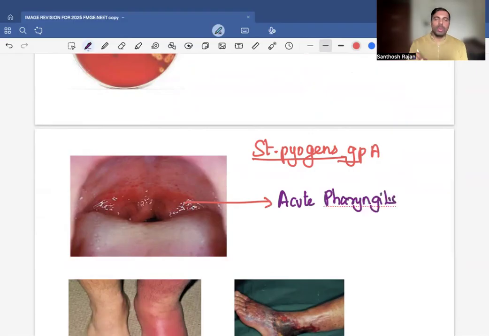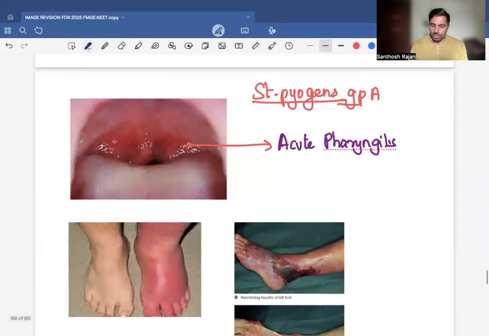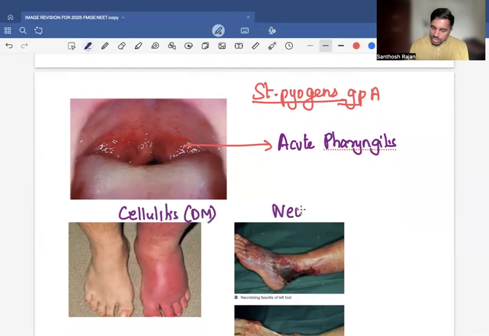Which causes true membrane. We don't see a membrane here, but true membrane causes of tonsillitis, acute pharyngitis, most common cause. This is your cellulitis, most common in diabetic patients, DM patients is very common. This is necrotizing fasciitis. Necrotizing fasciitis.